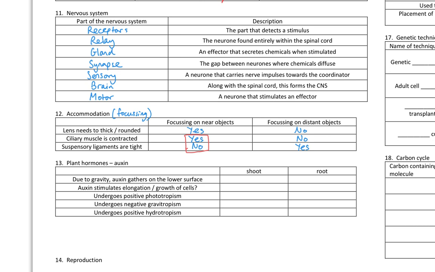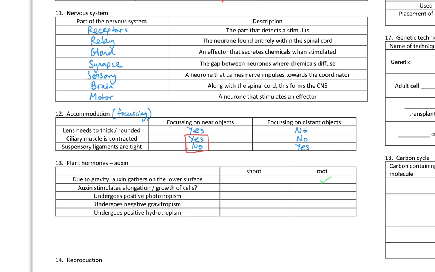Let's do plant hormones. We'll change to green for this because it's plants. So it's shoot and roots. Again, you can learn one of these and know it's the opposite, really. So due to gravity, auxin gathers on the lower surface. Yes, that's true. So that's going to be the root.